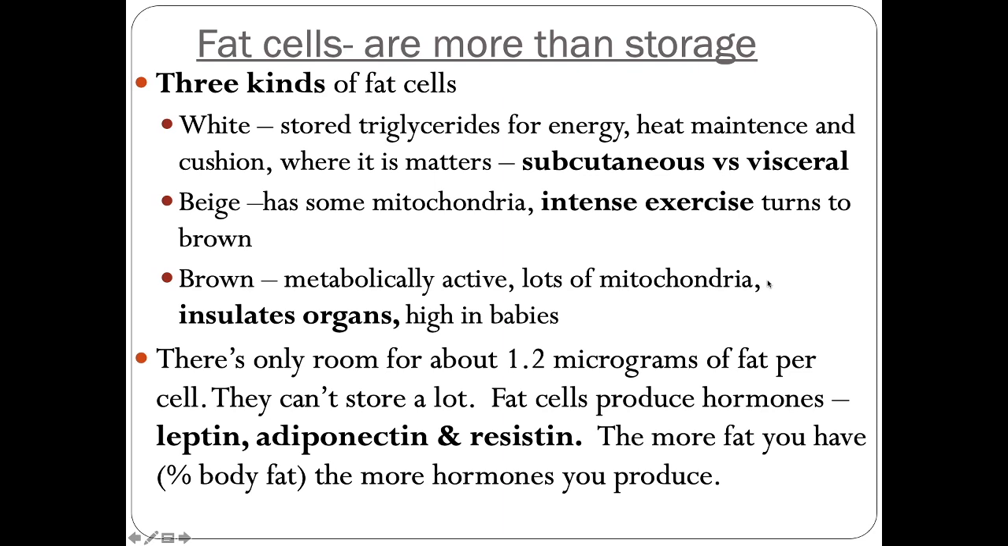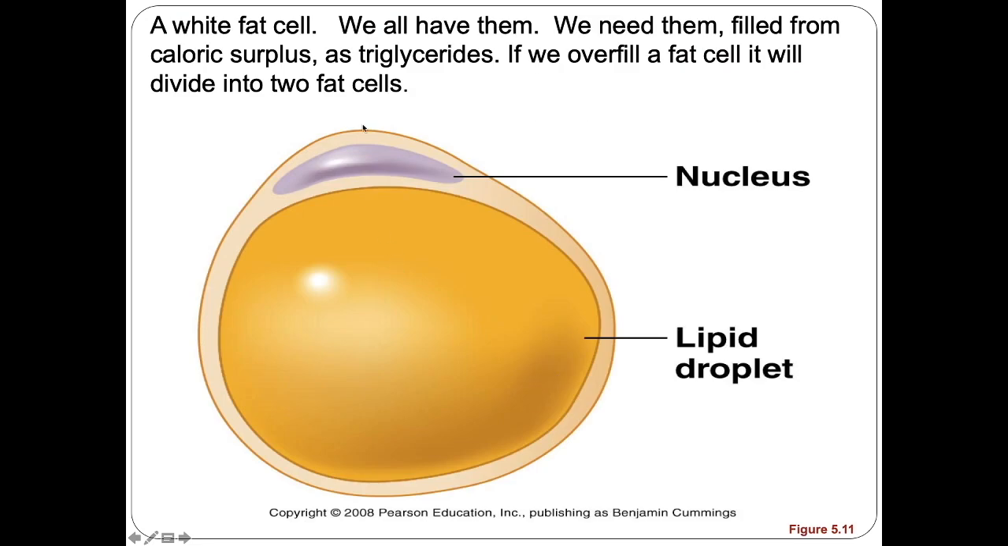Now, regardless of what color fat cells are, there's only room for about 1.2 micrograms of fat per cell. And these cells each produce hormones, most specifically leptin, adiponectin, and resistin. And you produce more of these if you have more fat. This is a diagram of a white fat cell. We have them, we need them. They're filled from caloric surplus, and if you overfill a fat cell, it'll divide by meiosis and become two fat cells. And you have a nucleus and then a large lipid droplet at the center.